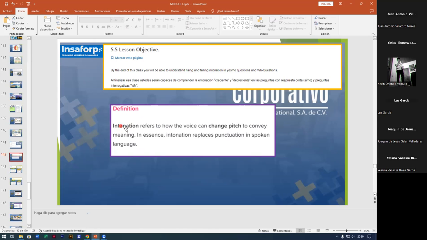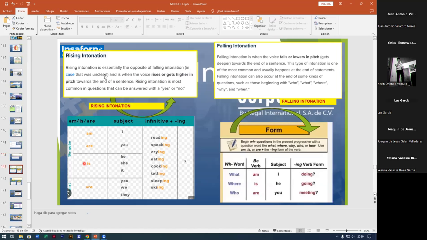Intonation refers to how the voice can change pitch to convey meaning. So es la manera de como uno, la voz va cambiándola, ¿verdad? De acuerdo a qué le pone énfasis. So let's check here. Rising intonation. As rising means creciente, right? Es una entonación creciente que se, if you say it like you increase your voice, se incrementa el tono de voz.